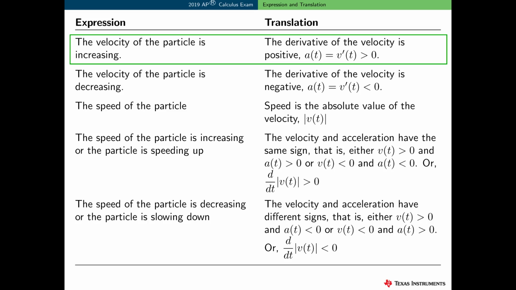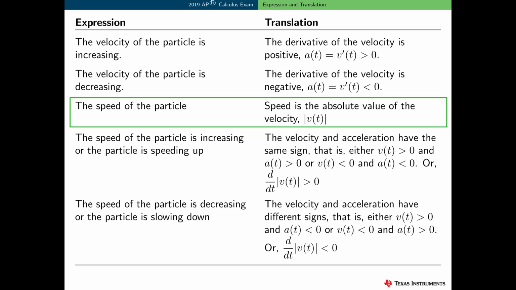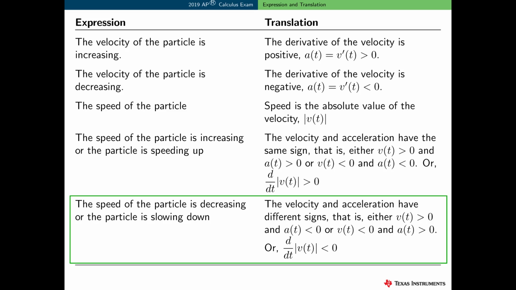The velocity of the particle is increasing means that the derivative of the velocity is positive. And here's a similar expression in translation if the velocity of the particle is decreasing. And the speed of the particle is the absolute value of the velocity. The expression, the speed of the particle is increasing, means that the velocity and the acceleration have the same signs. The expression, the speed of the particle is decreasing, means the velocity and the acceleration have different signs.